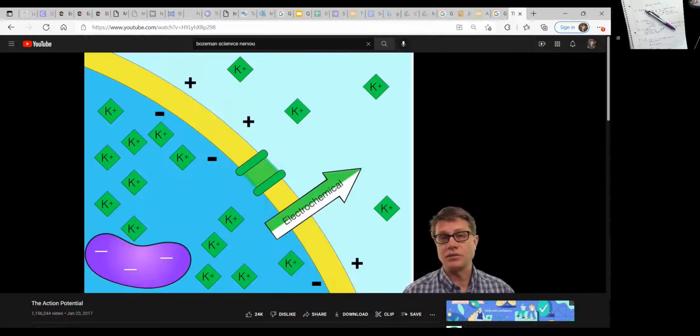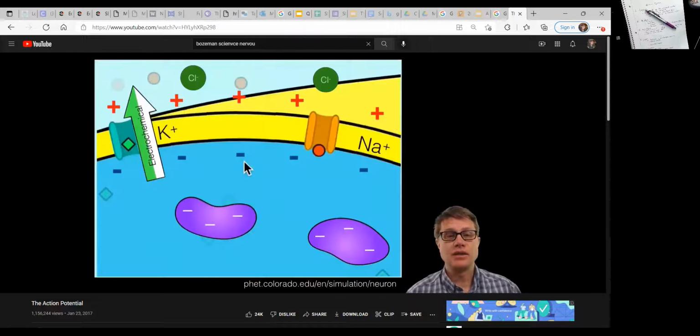Now, why doesn't all the potassium just flow out? It's because these are leak channels. They don't allow much of that potassium to flow out. Now, if we look at a PHET simulation, and I'll put a link to that in the description down below, they've simulated the passing of potassium in and outside of the cell.